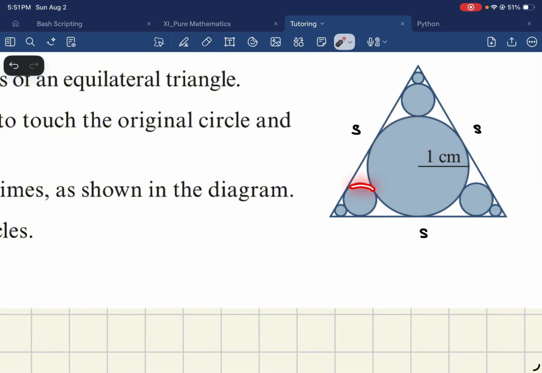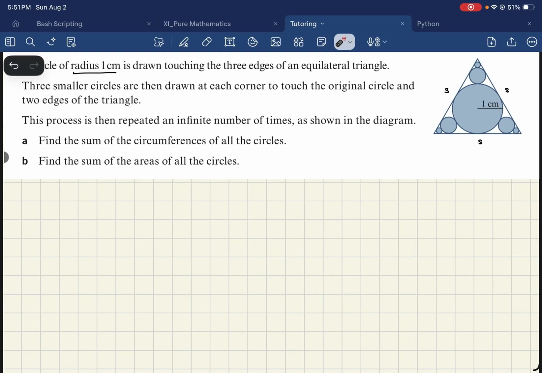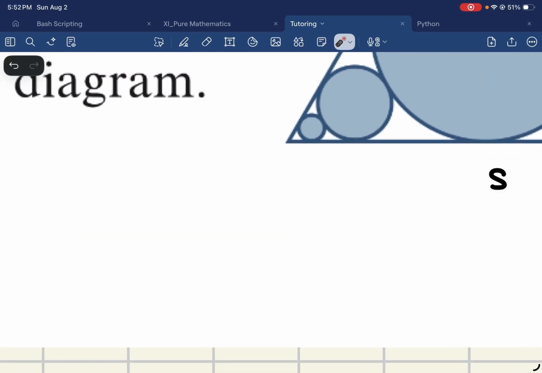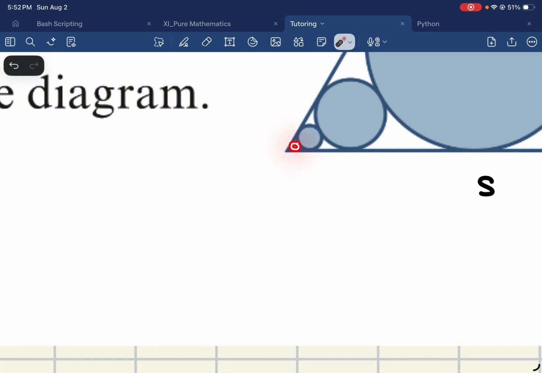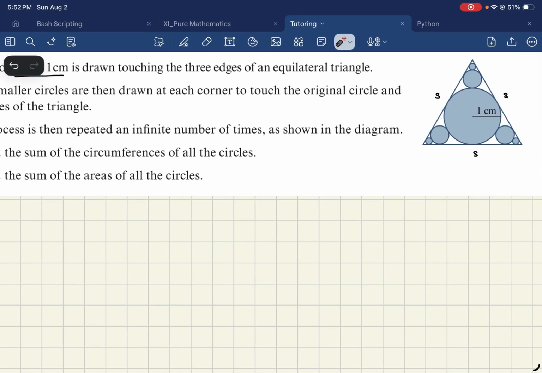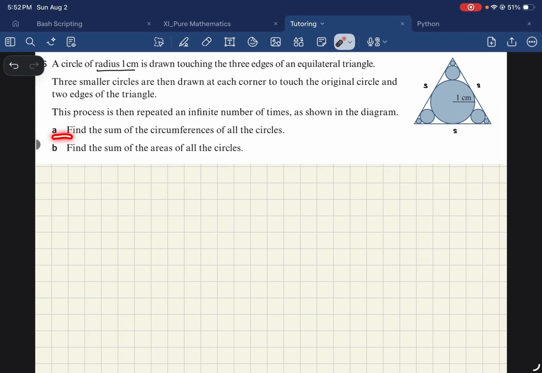And then we have this circle. So this circle touches two edges and then one side of your main circle. And the smaller circle does the same. It touches one side of the medium circle and then two sides of the triangle, right? Two edges of the triangle and one side of the circle. And then this process is repeated an infinite number of times. So you're going to have another circle here that looks like this and so on. All right. So we are asked to find the sum of the circumferences of all the circles.